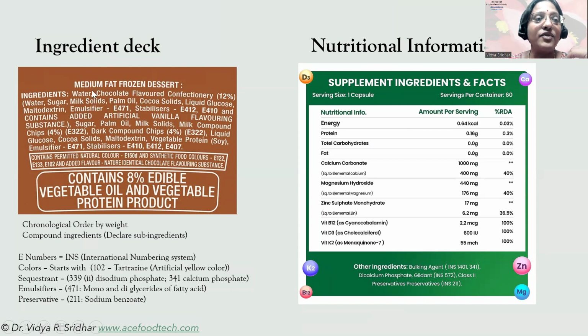And if you look at it, there are a lot of these E numbers, both in the brown ingredient deck as well as on the green at the bottom. There are a lot of INS numbers and E numbers. So what are these? These are basically the international numbering system. These are the numbers that are given for additives, food additives.